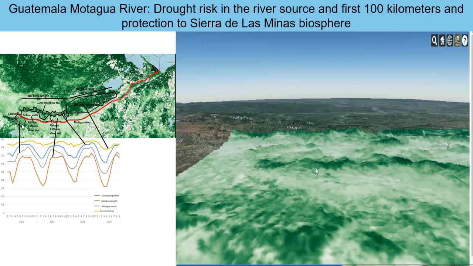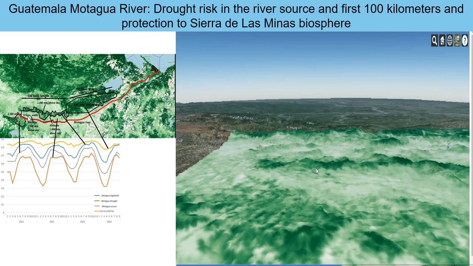Okay, so this is one of the greatest risks of the Motagua River. It is at the source because it has a very low tree coverage and a very low forestry coverage, as we can see here. Okay, the next section that we are going to see is the drought along all the river flow.